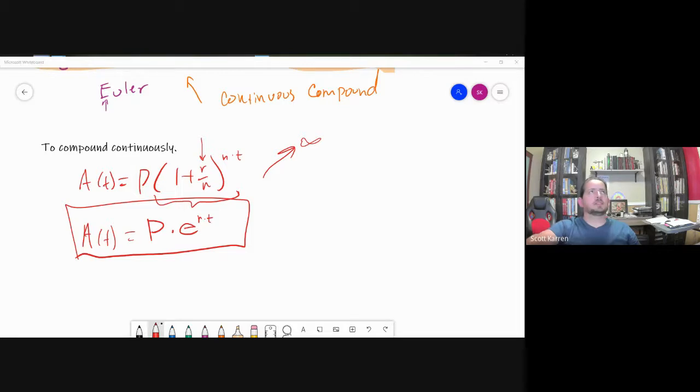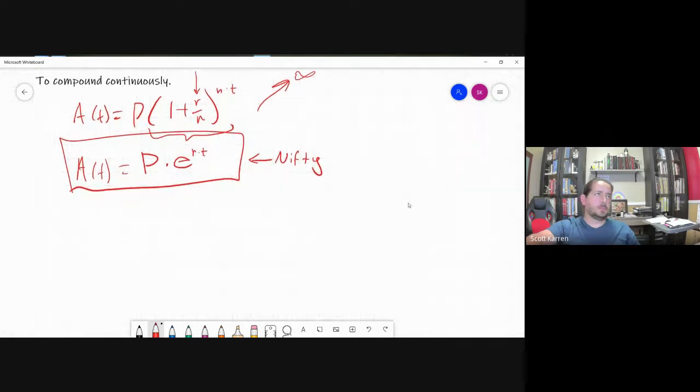Let me double check, because I thought that's where the book was going. I was sort of looking at it, and it's not. So this is nifty, but nobody cares, at least yet, because we're not talking about it in the book. But at any rate, that's what happens.